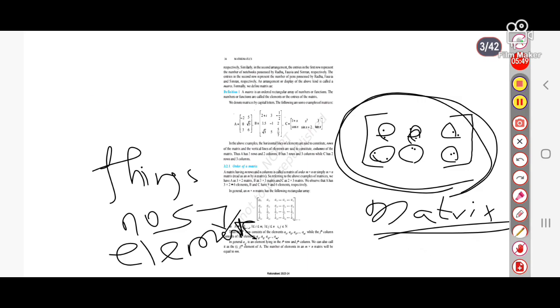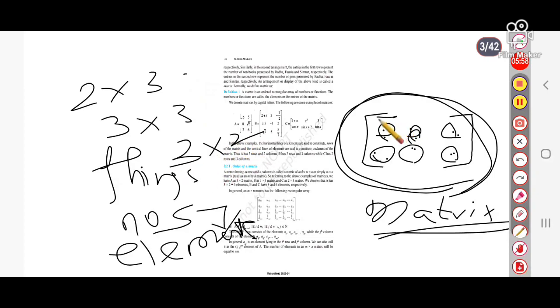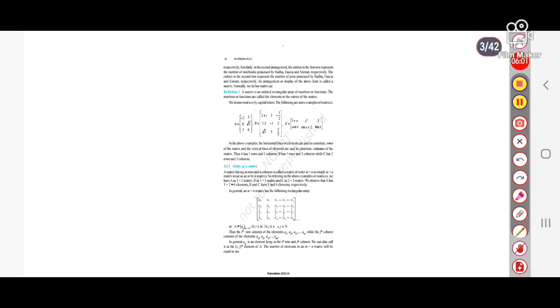The representation of the elements in this format inside the square bracket or rectangular bracket is generally called a matrix. It can be in the form of 2 cross 3, 3 cross 2, or 3 cross 3, whatever it may be. The general representation inside this is called a matrix. Okay, the definition of a matrix is seen, right?